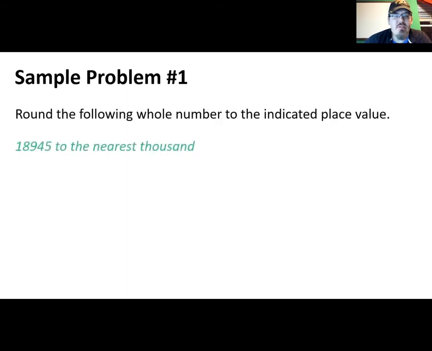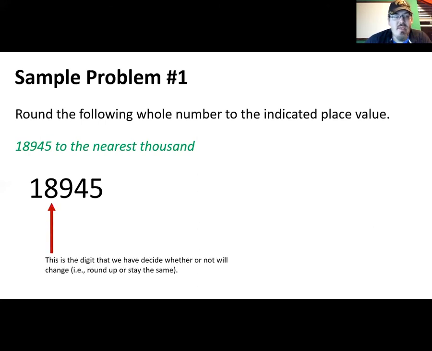What we'll look at first is rounding when we're talking about a whole number. So we'll take the given number here on the screen, 18,945, and we're going to round it to the nearest thousand. So to do that, let's start by just rewriting our number. What we need to do is figure out which digit is in the place that we want to round to. In this case, the 8 is what we're looking at because the 8 is in the thousands column. And what we have to decide is whether we are going to leave the 8 as it is or if we're going to round it up to the next number, which would be 9.